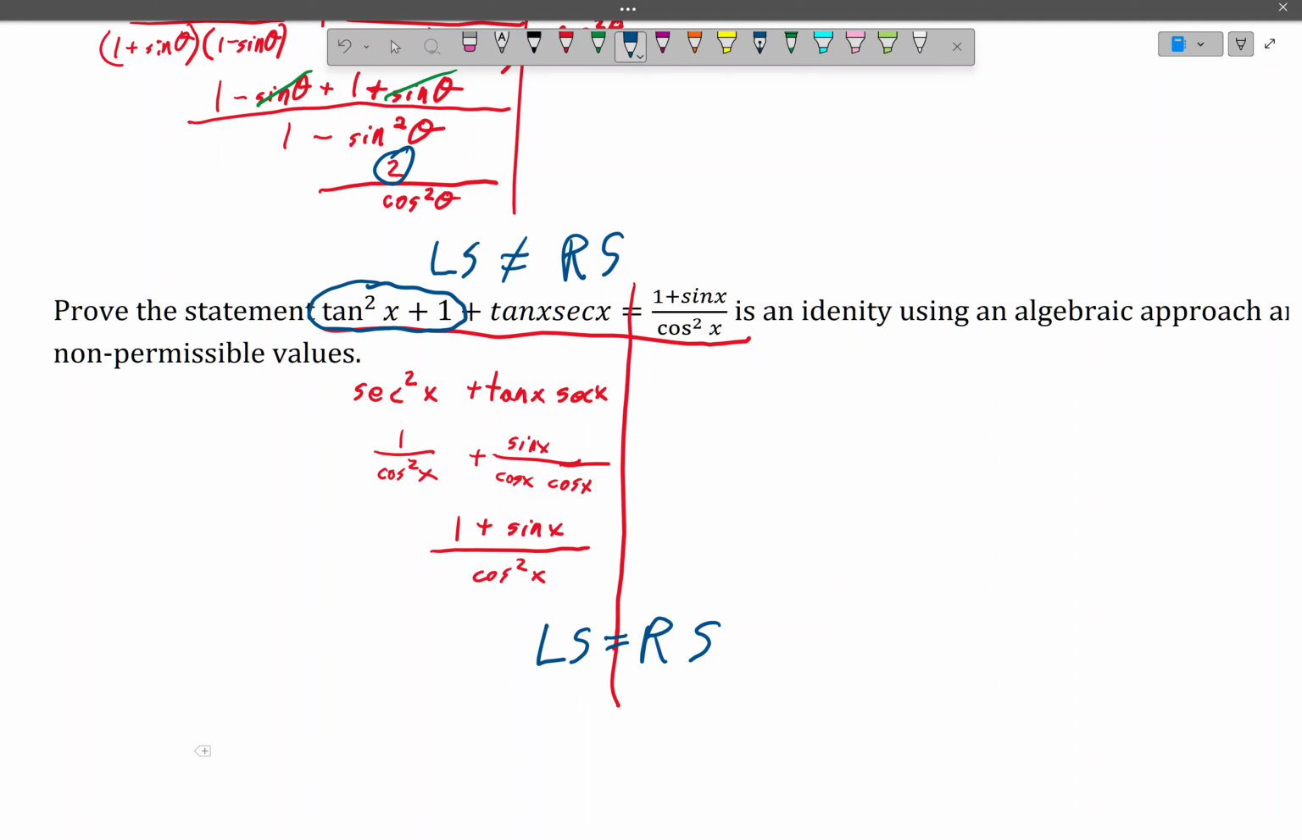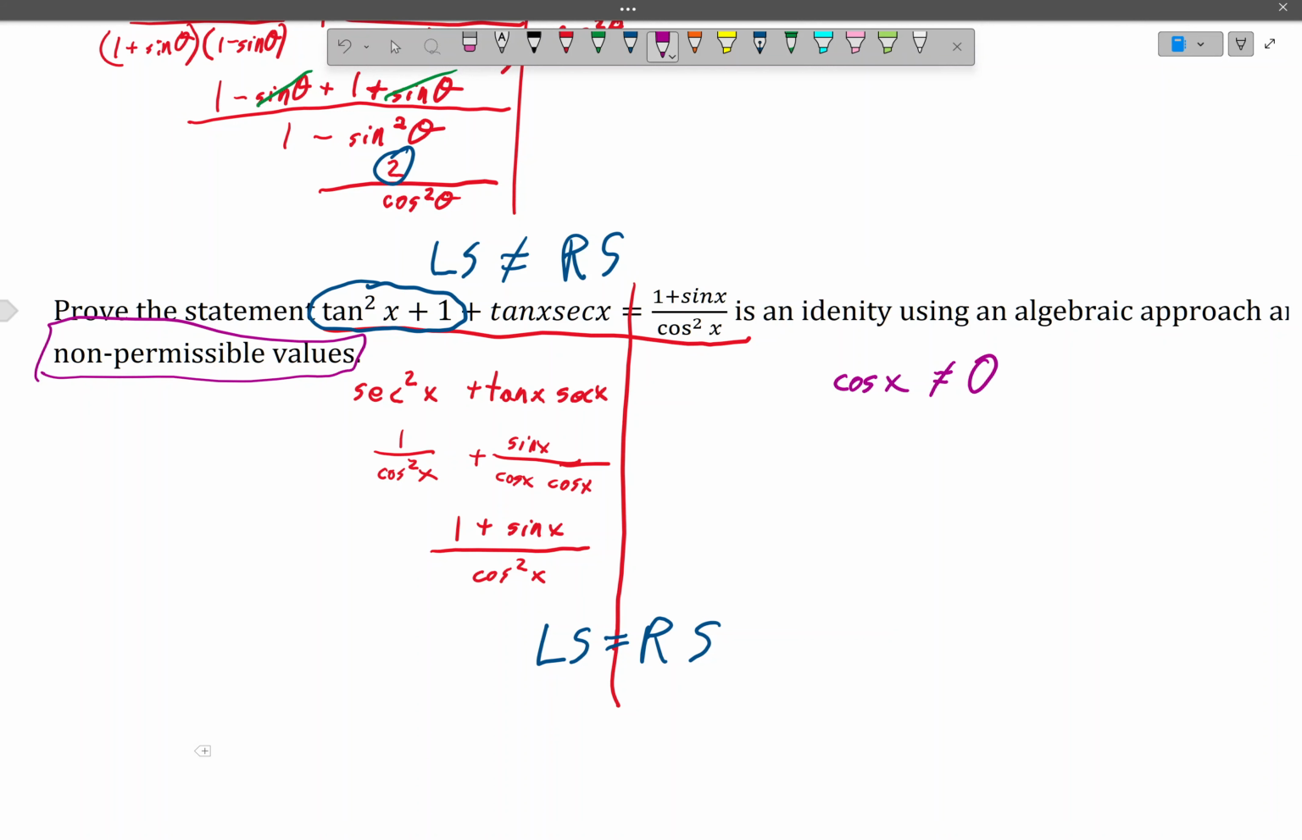Left side equals right side. Okay, and we want to figure out the non-permissible values. So how can we do that? Well, what we're going to do is look at whatever is on the denominator. Now, in all of these cases, it's only just cos on the denominator at any point. So we don't really need to worry about all of the other possible things. It's cos on the denominator. So cos x cannot equal 0. Okay, that is our restriction.